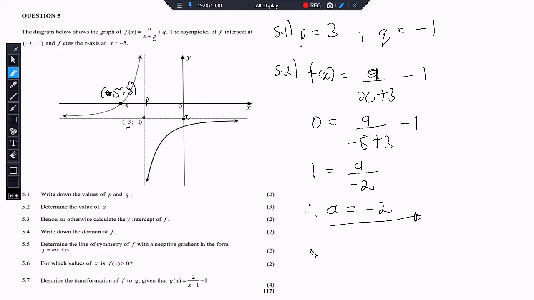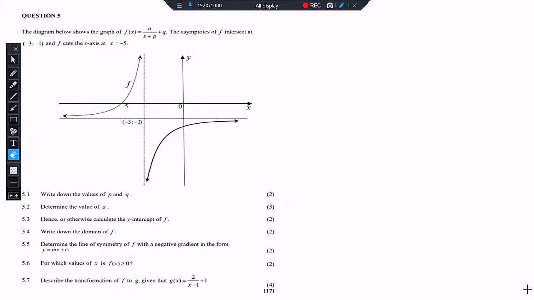And then for 5.3, they say now, hence or otherwise, calculate the y-intercept of f. To calculate the y-intercept, we already know that's where you make x 0. Remember, we already have the values of a, p, and q. That's why they're saying hence. So from whatever you have calculated above, you need to use that in order to find the y-intercept.